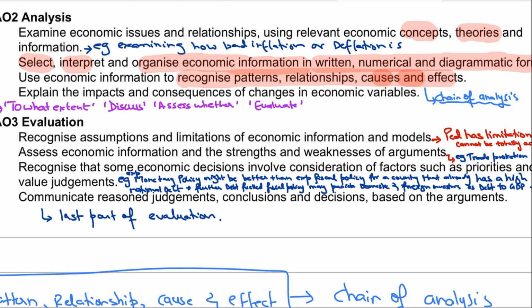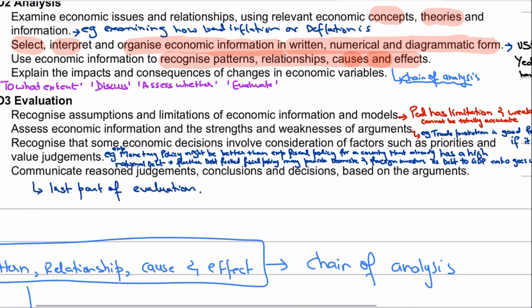So you're interpreting the data, organizing the data, linking the data, selecting whatever information you have, and providing it in written, numerical, and diagrammatic form. If you want to provide it in numerical form, that would involve giving some examples, such as, during 2020 when COVID came, the IMF predicted that the real GDP growth rate of the world would go down by 4%. So that's again a numerical example that you can use.